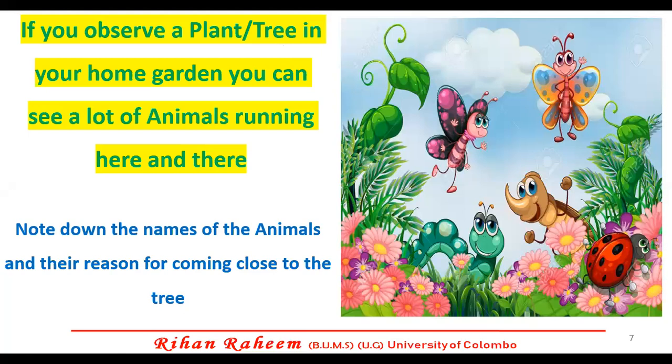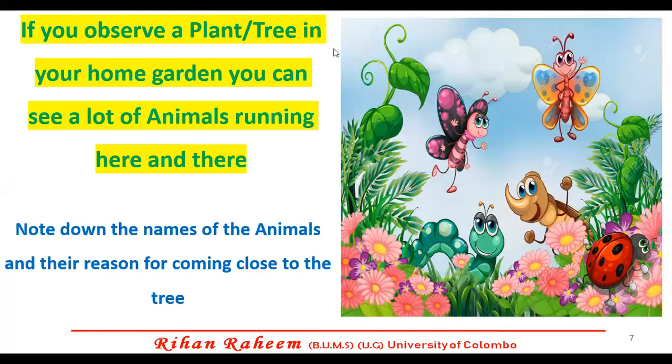The caterpillars, have you all seen caterpillars? They are coming to eat the plants. Birds, they are coming to eat the fruits. Squirrels, they are coming to eat the fruits. Can you understand? So why are the animals coming to your home garden? In search of food, mainly in search of food, and maybe sometimes shelter.